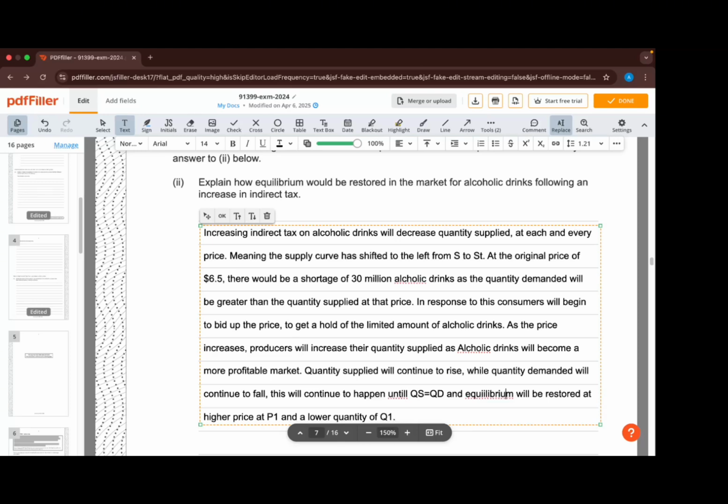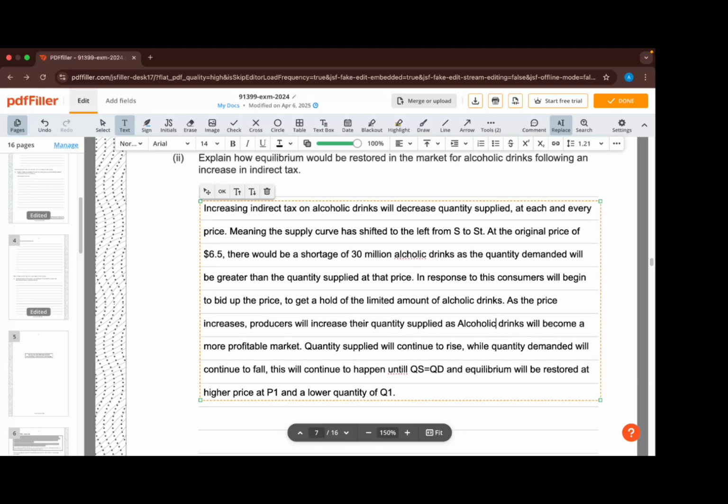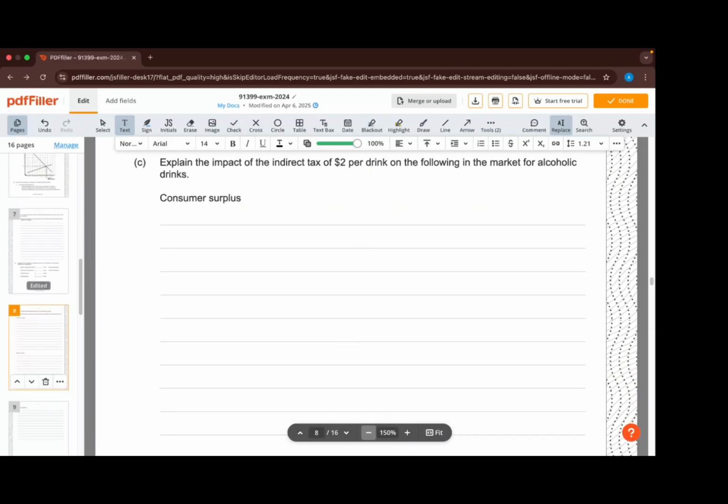Okay, so that's what they're looking at for that section, guys. This is an excellence question. To get excellence, you need to have a shortage created at the original price. Explain that because of the shortage, consumers would bid up the price. Quantity demanded would decrease, quantity supplied would increase, and then equilibrium would be restored. That's all there is to that question. Skipping over this because we did that right beforehand, and we'll zoom out just a little bit.